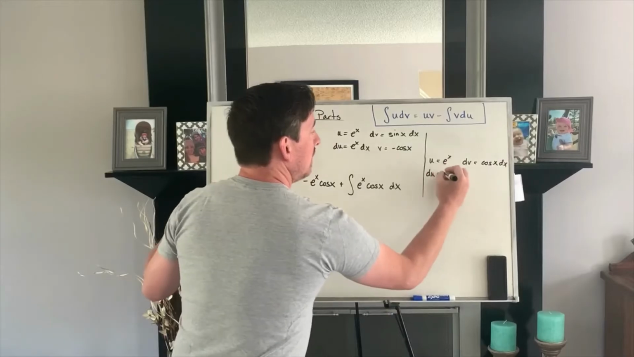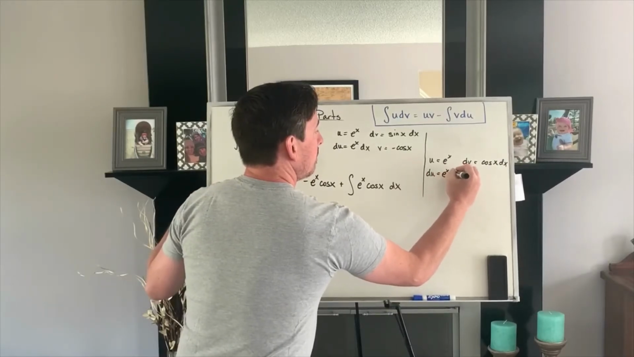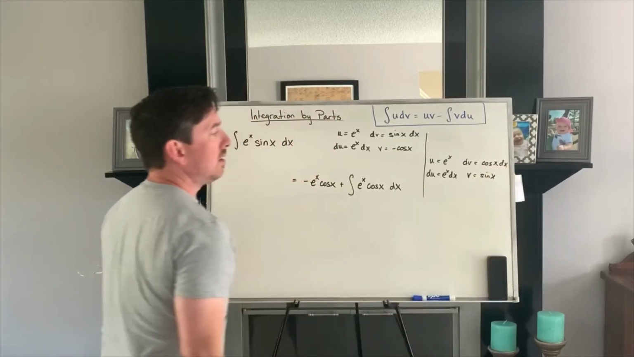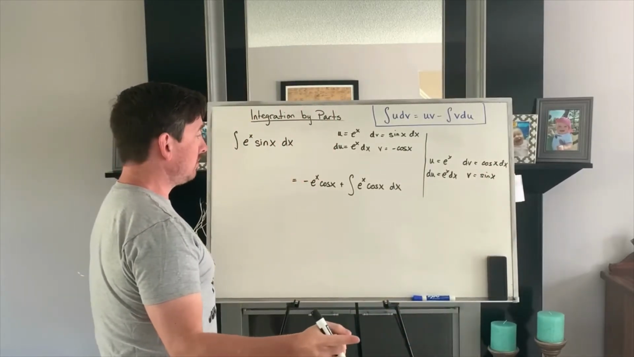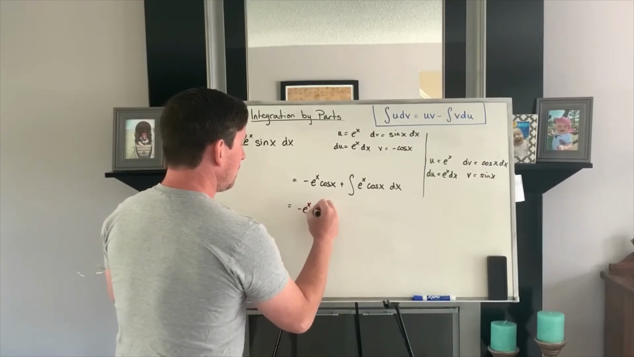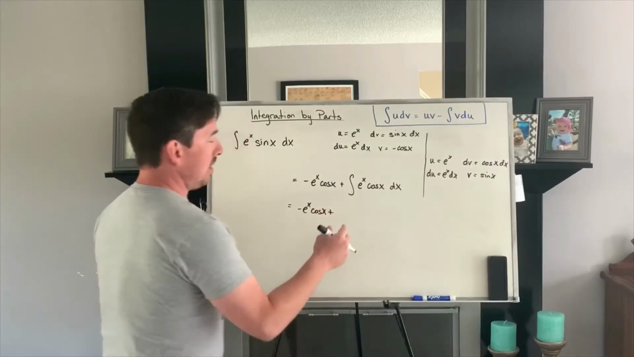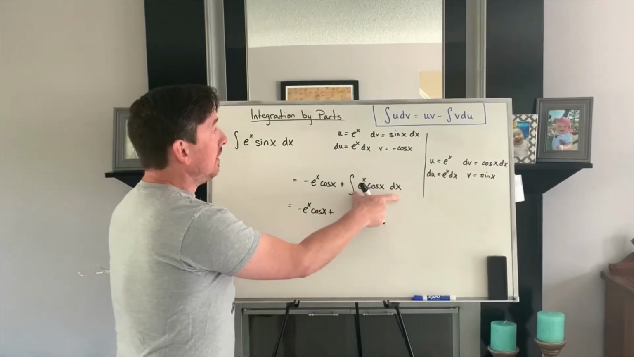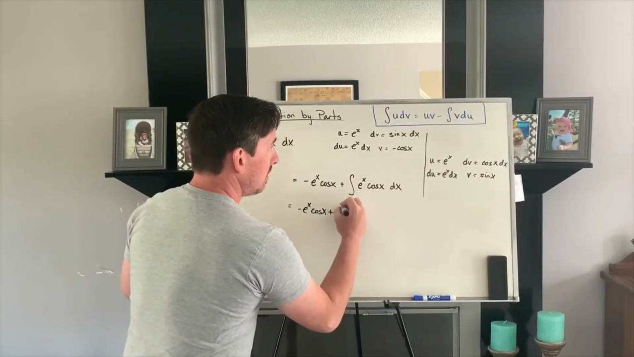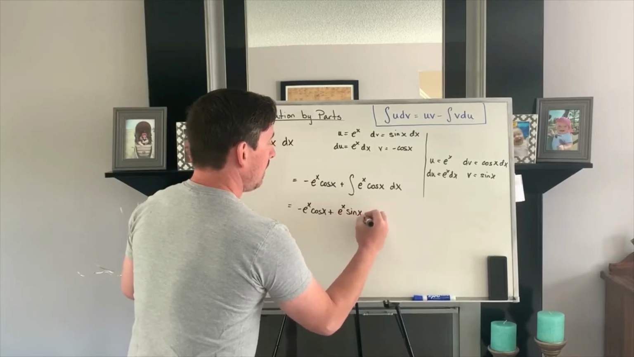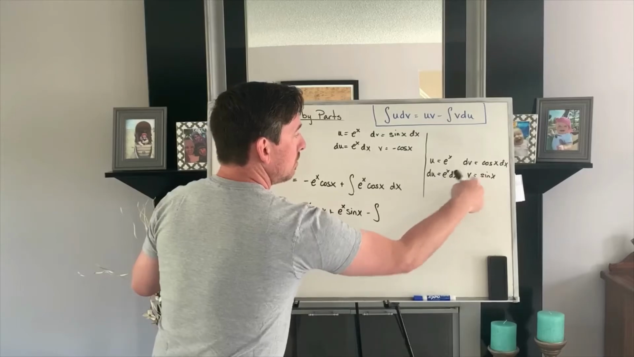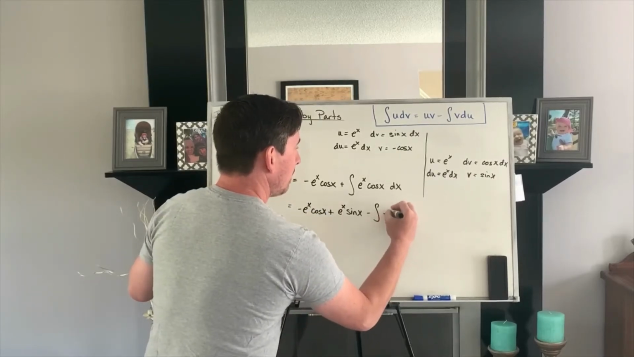So du has to be e to the x, and then v would be sine x. Everybody good? So let's see, we'll bring all this along for the ride. And then I'm going to expand this integral into u times v, our new u and v, so that's e to the x sine x minus the integral of v du, which would be just e to the x sine x, right?